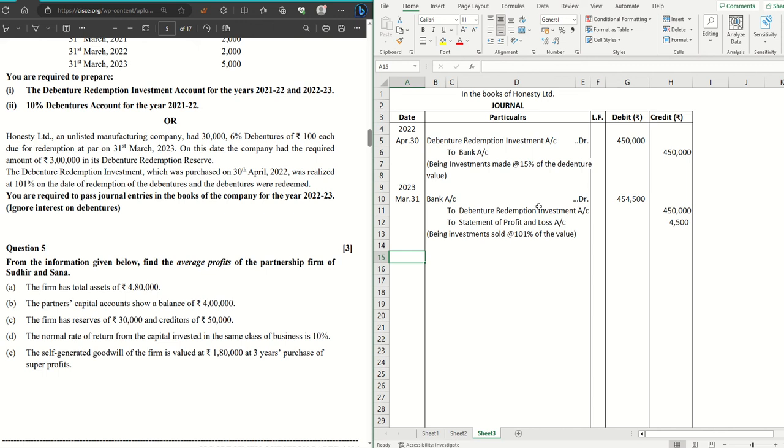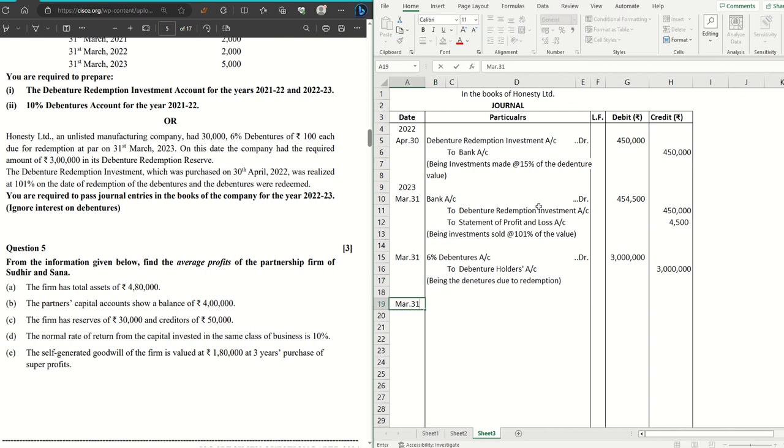Second, we have now the redemption of the debentures. That will be on the same date itself. That will be straight away. We have 6% debentures. So 6% debentures account debit to debenture holders account. Which is nothing but the face value, and the debentures are redeemed at par itself, as the question says. So 30,000 into 100. Being the debentures due for redemption.